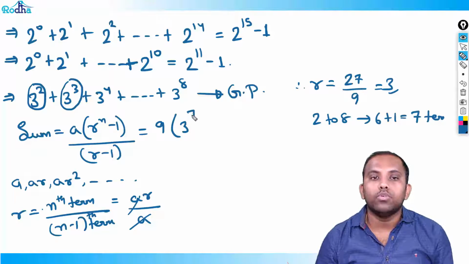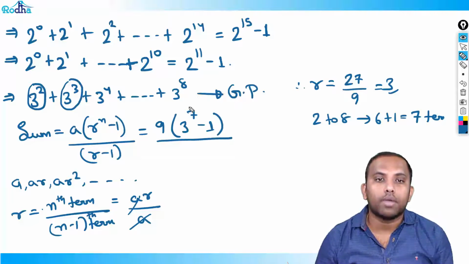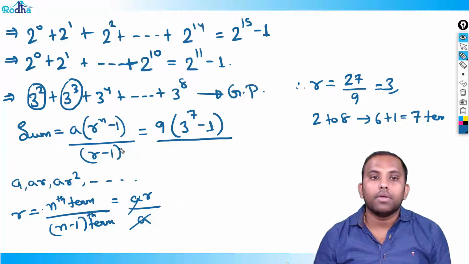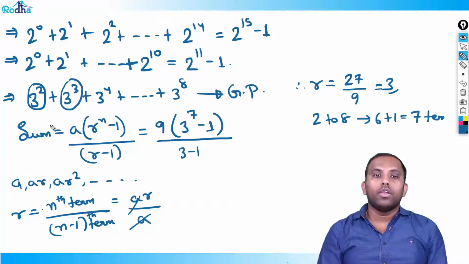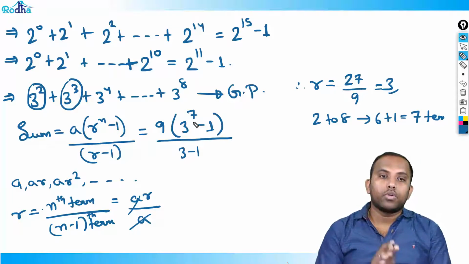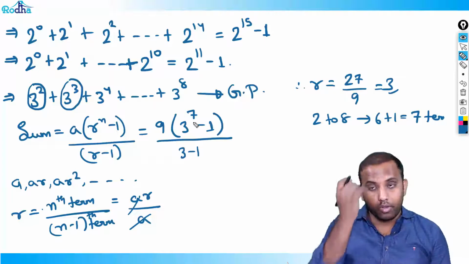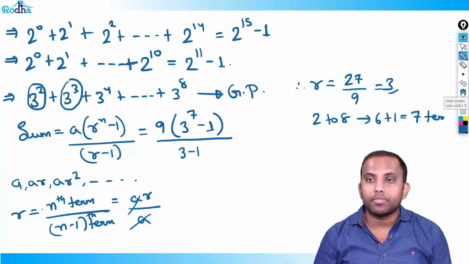So 3 raised to 7 minus 1. 9 into 3 raised to 7 minus 1, divided by 3 minus 1. This is the answer. So the sum of n terms of a GP, this is the answer always: A into R raised to n minus 1 upon R minus 1. Okay. Move to the next question now.